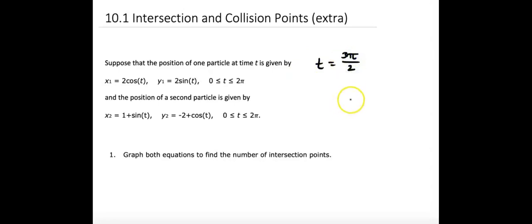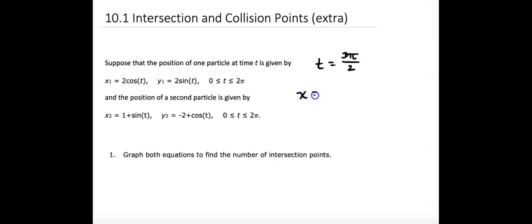And because we said that this is a collision, what that means is that both of these particles are going to be at the same place at this time, which means that it does not matter which equation we plug this time into, we should get the same location. So I'm just going to choose the first one. You could try the second to see that your answer is the same.